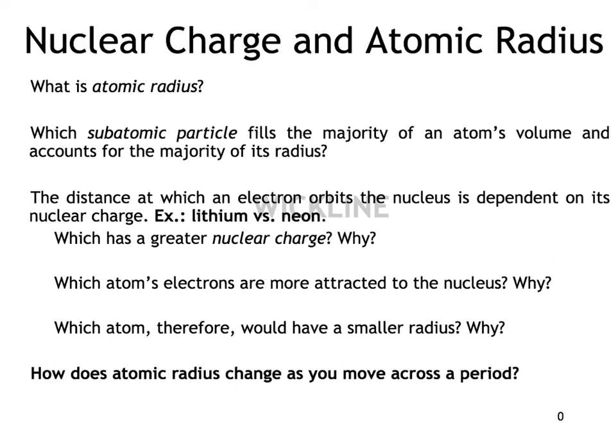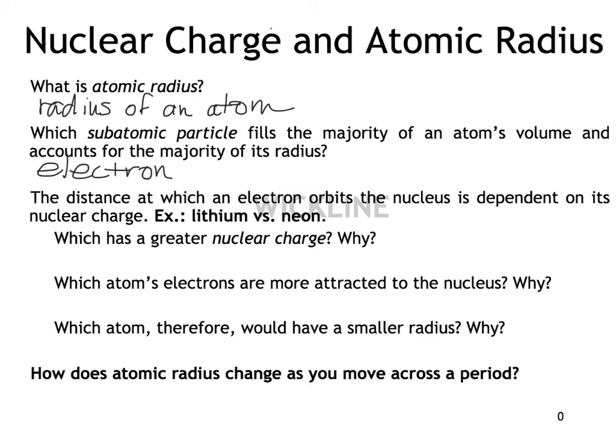So, atomic radius is the radius of an atom, and it has some fancy definitions too, like the distance from the center of the nucleus to the outermost electron in an orbital, but just think of it as the radius of an atom, the same way you would think of the radius of a circle. The subatomic particle that fills the majority of an atom's volume and accounts for the majority of its radius is the electron.